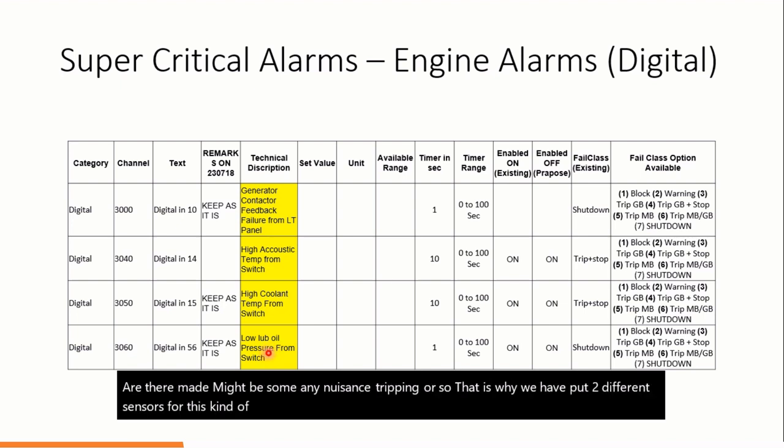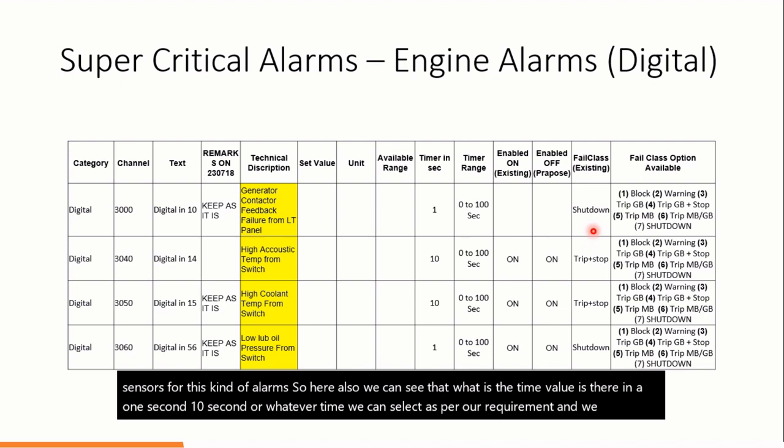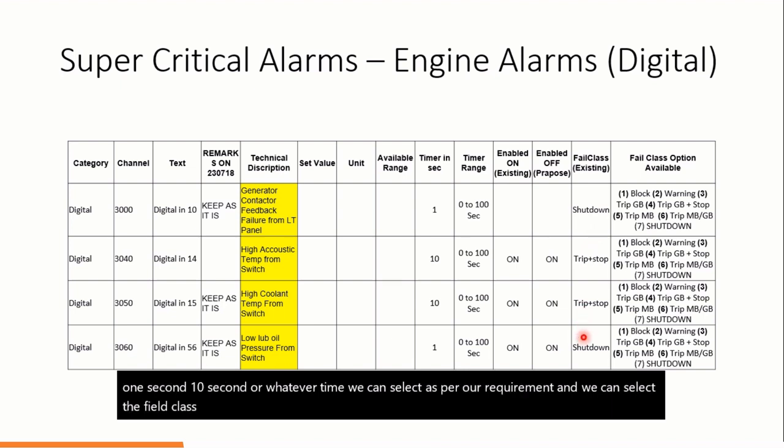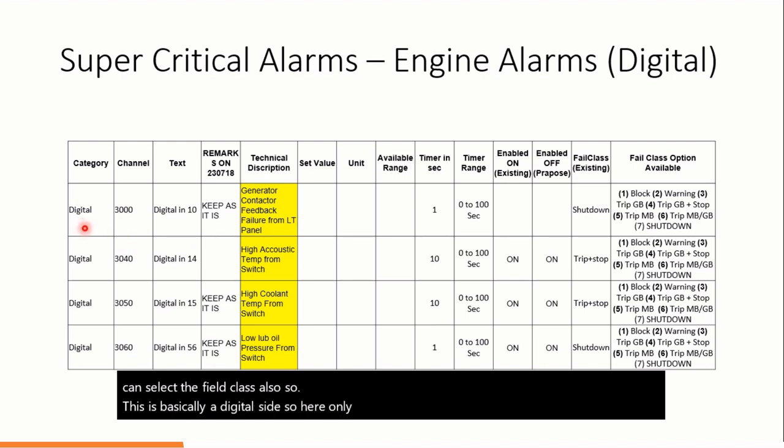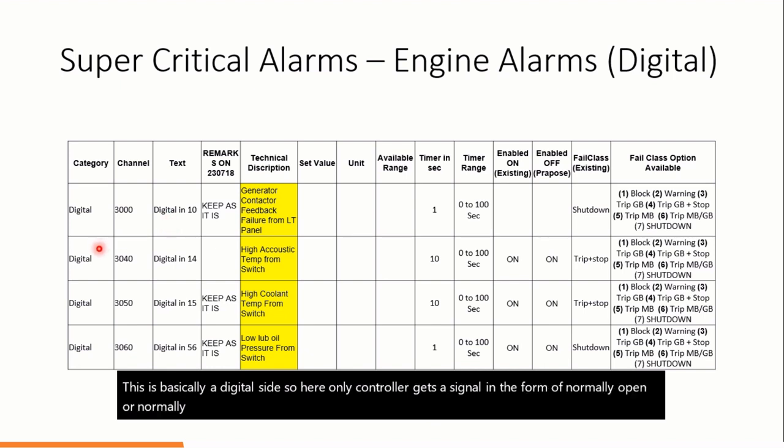So here also we can see the time value, whether 1 second, 10 seconds, or whatever time we can select as per our requirement, and we can select the fail class also. So this is basically the digital side. Here the controller only gets a signal in the form of normally open or normally closed. As soon as that command is received, the controller takes an action based on the time delay we have selected and the fail class we have selected.